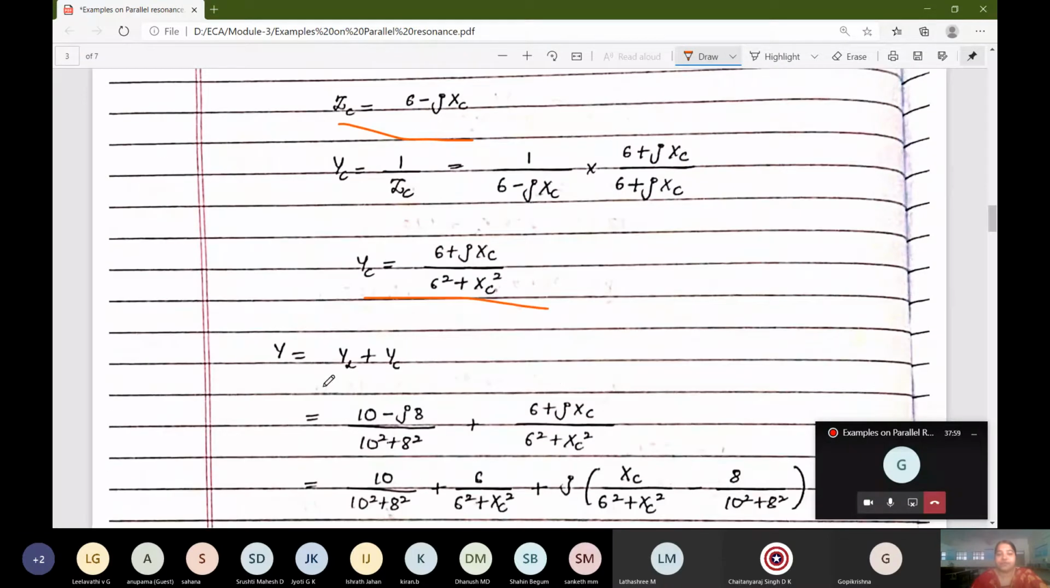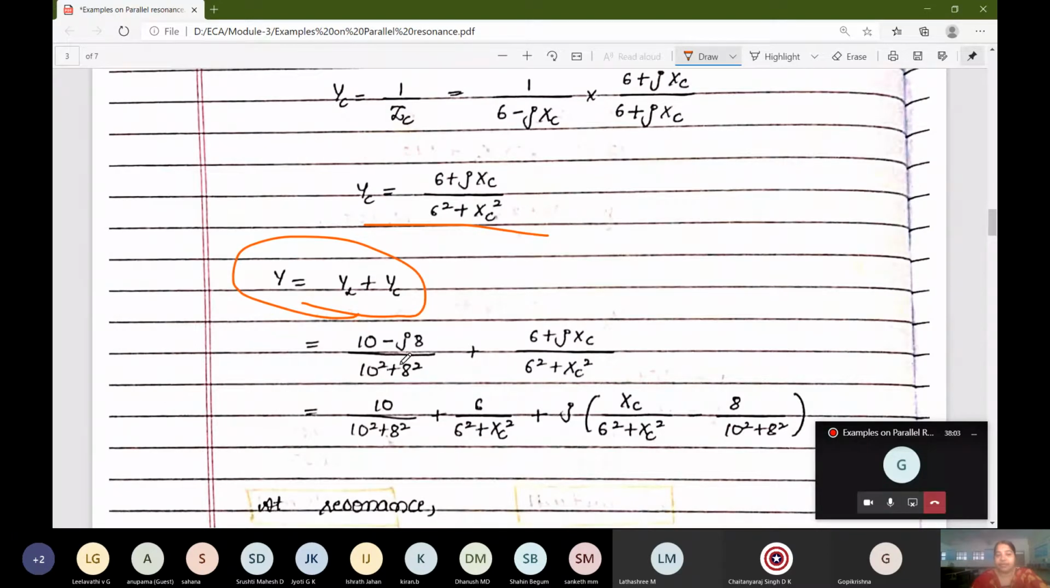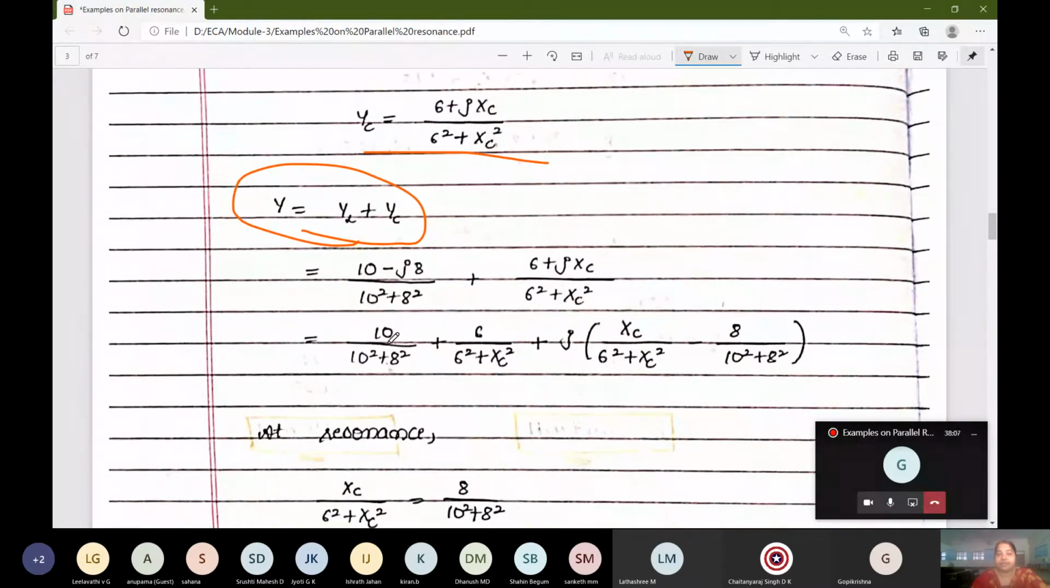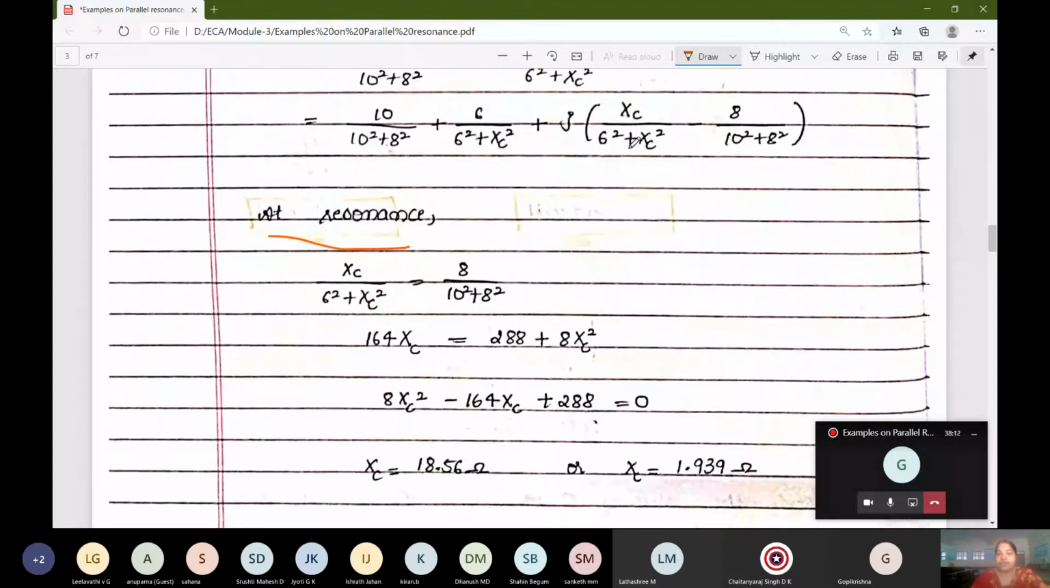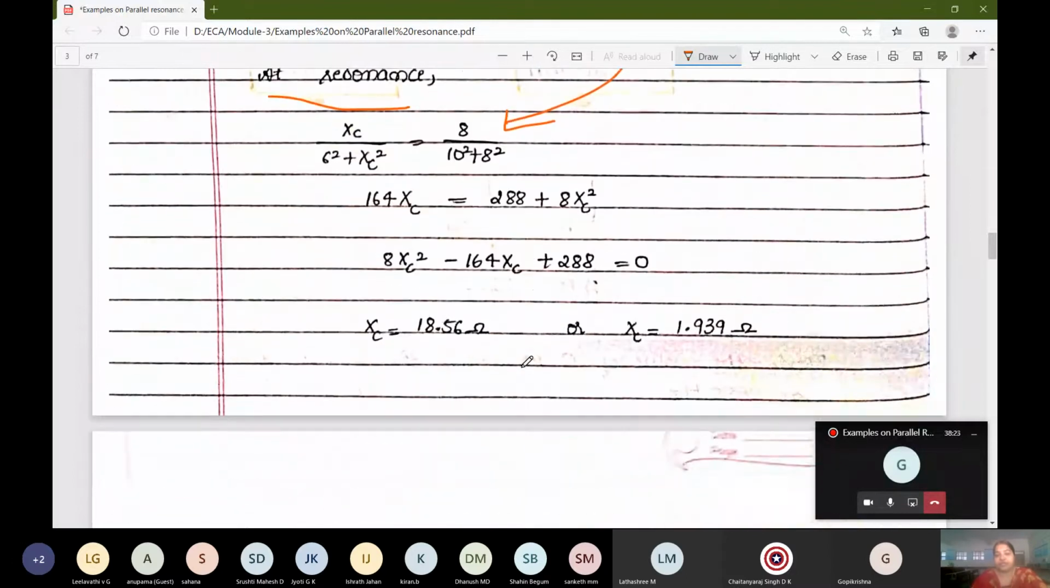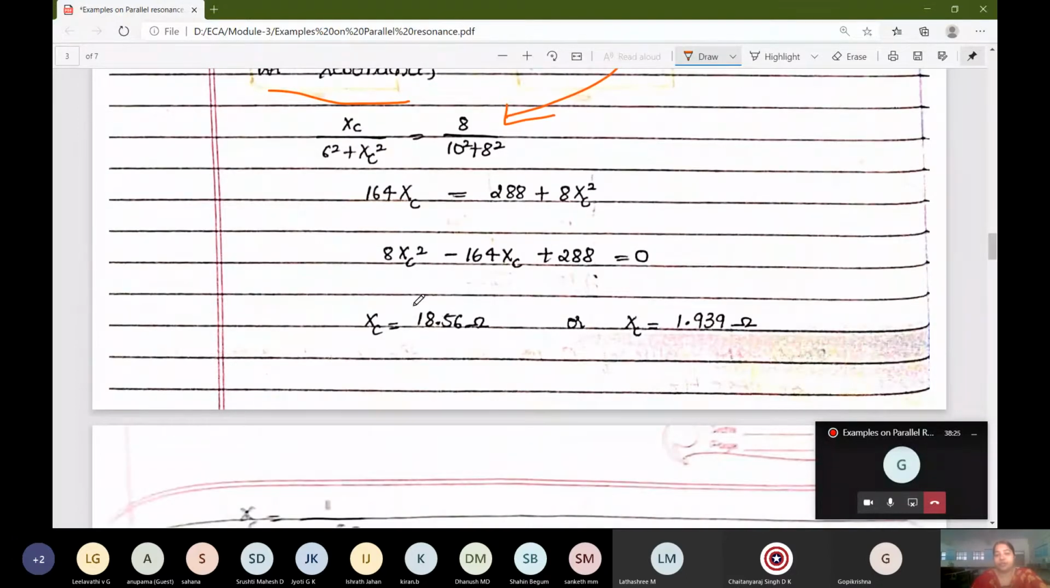Following the same steps, next you have to combine them. That is Y is equal to YL plus YC. Next step is to separate the real terms and imaginary terms. The imaginary term should be equated to 0 at resonance. Do the cross multiplication and you will get an equation. In that equation, go with the formula which has been told, minus B plus or minus root of B square minus 4AC divided by 2A. Go with the formula and find XC. You will get two XC values.